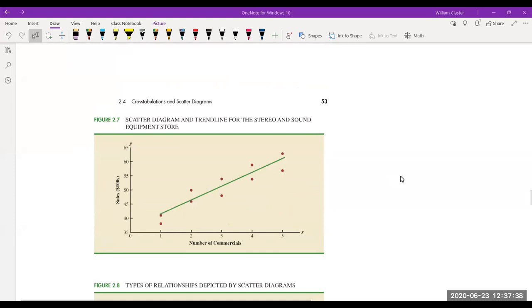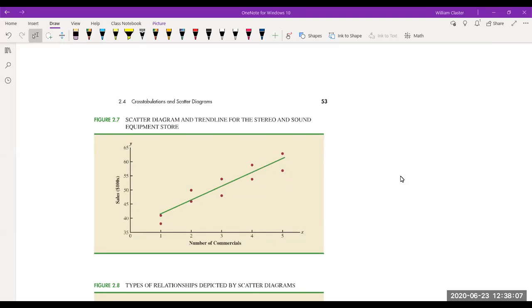Okay, so what do we see along the x-axis? We see the first variable, or one of the variables. It doesn't have to be the first one. But we see one of the variables, which is number of commercials. And what do we see along the y-axis? The sales, the other variable. And forget about that line there for the moment. Just look at the dots. We have a bunch of dots.